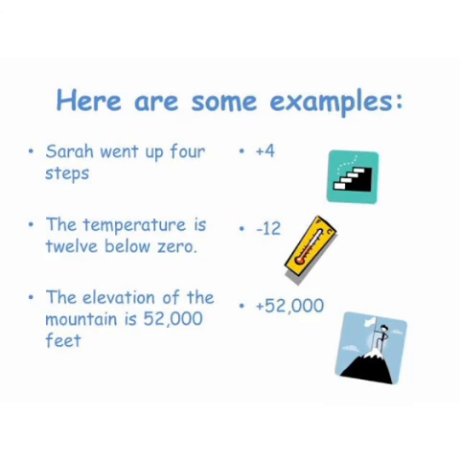Here are some other examples. Sarah went up 4 steps. Up is taken as positive. So, plus 4. The temperature is 12 below 0. So, below is considered a negative integer. So, the answer is minus 12. Next example, the elevation of the mountain is 52,000 feet. So, elevation is taken as positive. So, the answer is plus 52,000.